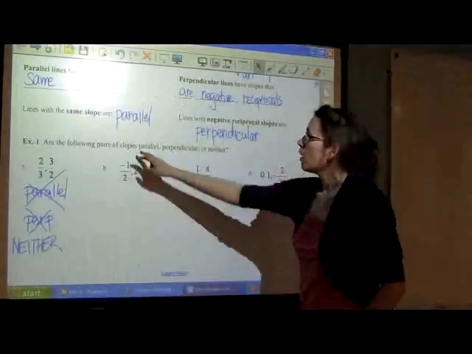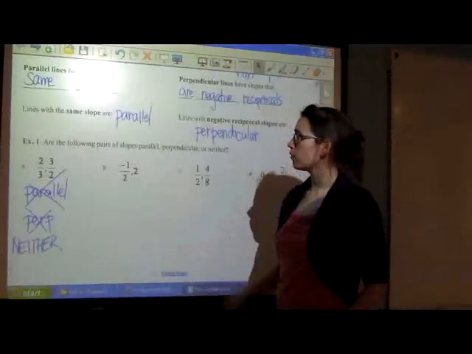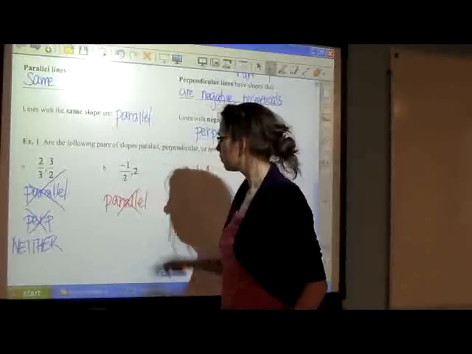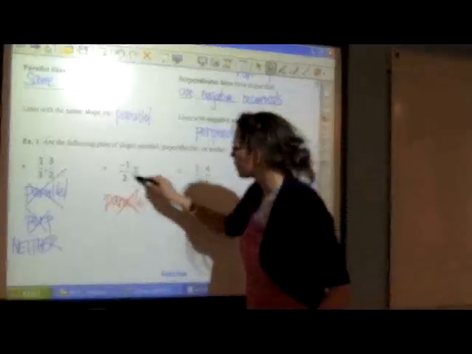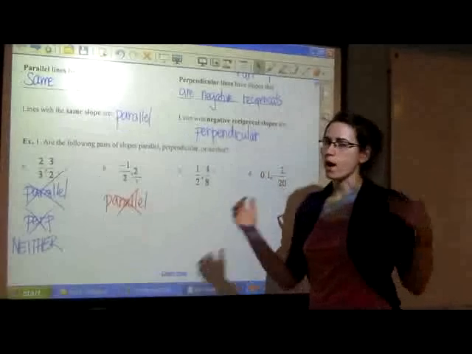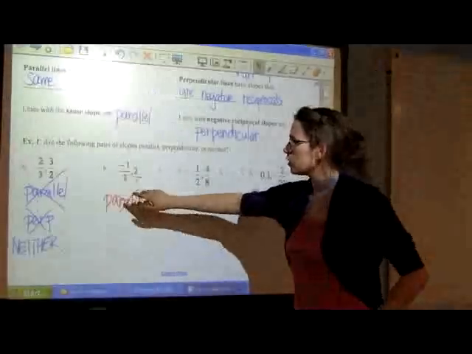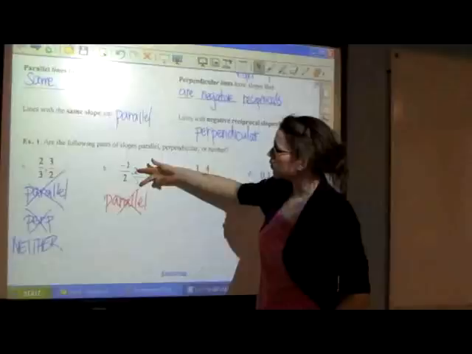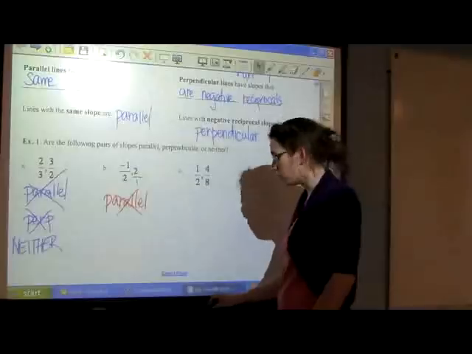Second example. I have negative 1 over 2, and I have 2. So the first thing I notice, negative 1 over 2 and 2 are not the exact same thing. So I know that these are not parallel. Now, my next check is, are they perpendicular? Well, 2 is the exact same thing as saying 2 over 1. Again, mathematicians are lazy people. We try and take away anything that we don't need to show. If I have just an integer, my denominator is always a 1. So if I have 1 over 2 and I flip it, I get 2 over 1. The first one's negative, the next one's positive. So both of those checks tell me that yes, this is perpendicular.